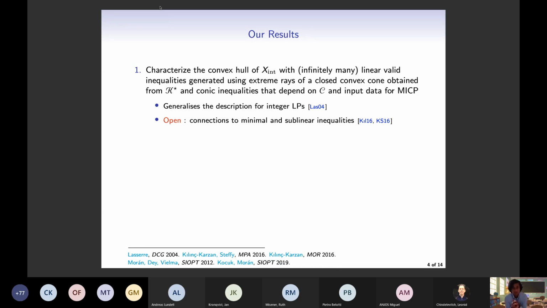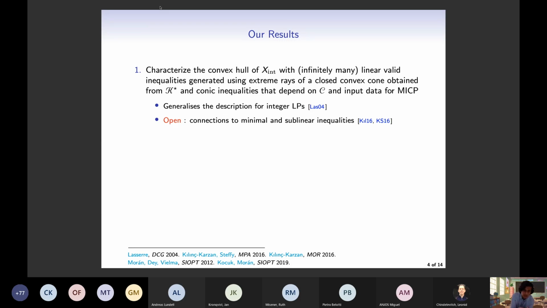So two things here. There is something in this regard, in particular, describing these convex hulls using extreme rays of another cone. This is known for integer LPs due to not very old, but fairly old work of Lasserre in this direction. And in fact, our approach of taking duality was inspired by some of Lasserre's work from the early 2000s, where there's a connection between superadditive duality and these convex hull characterizations for integer LPs. Though we are looking at the more general mixed integer conic case.